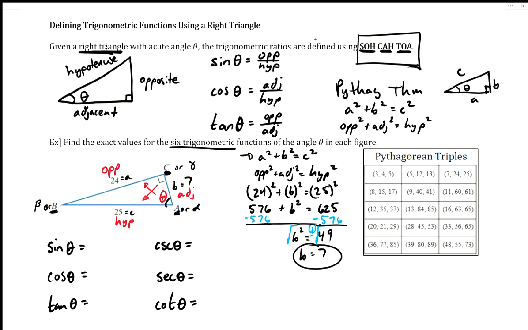Okay, and so that was our first step. So our first step is to use Pythagorean theorem if we have a missing side. Now that we've got all three sides, we can now do SOH CAH TOA.